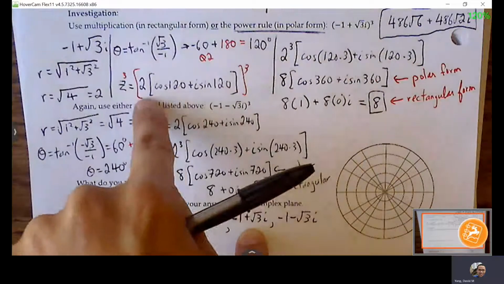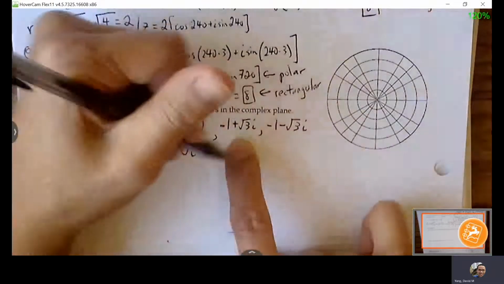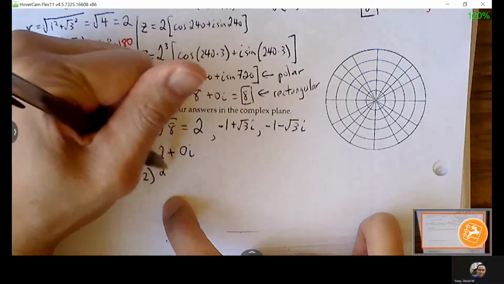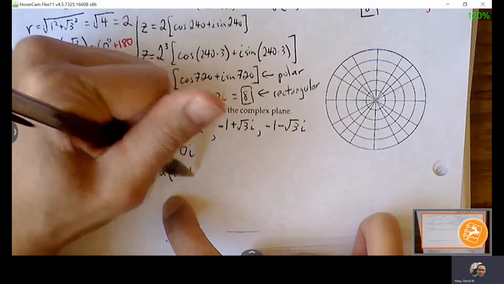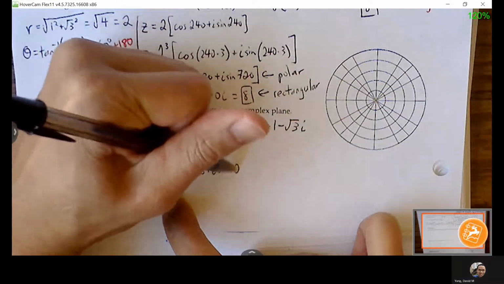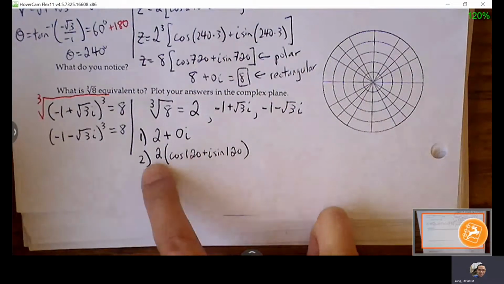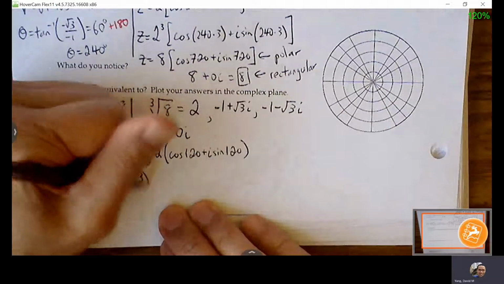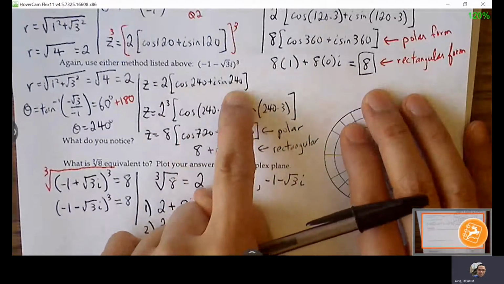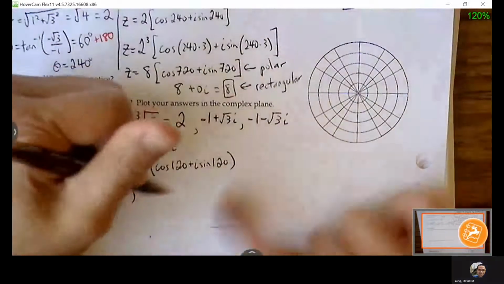Polar form is just 2 cosine 120 plus i sine 120. All right, that's easy to plot. All right, that's just theta of 120, radius of 2. And then the third option, what we just did, is 2 cosine 240 plus i sine 240, and that is -1 minus root 3i, right?